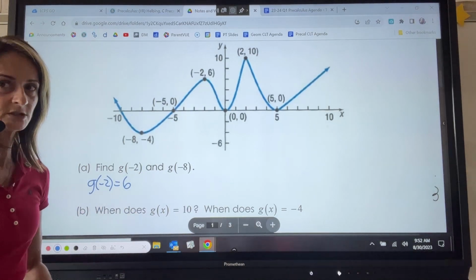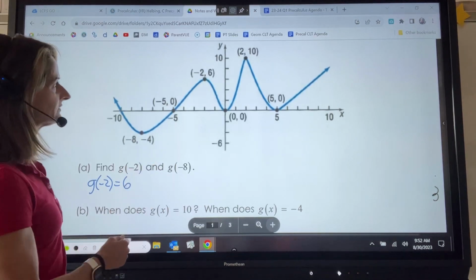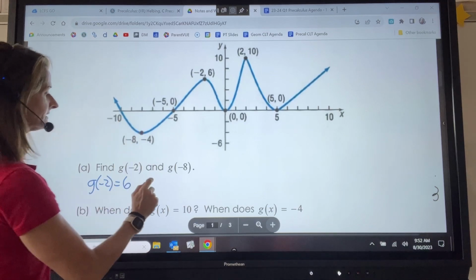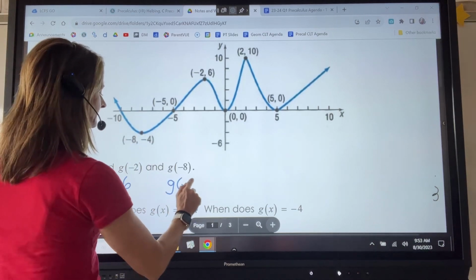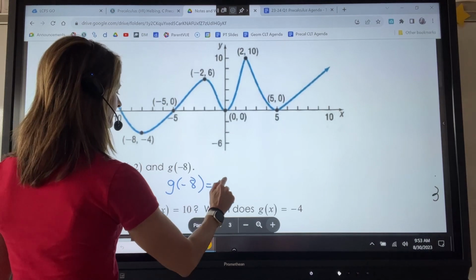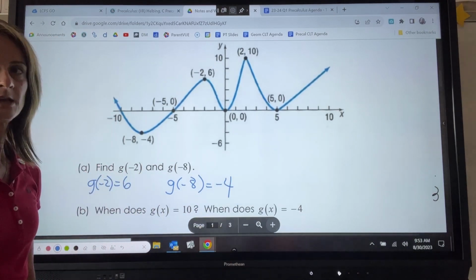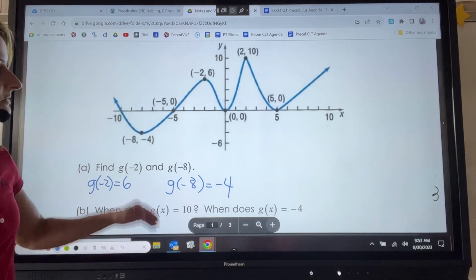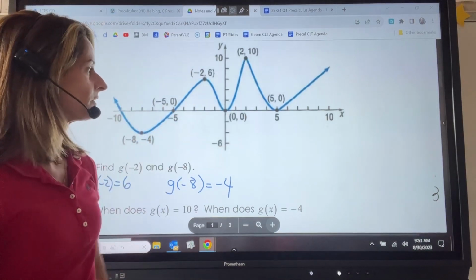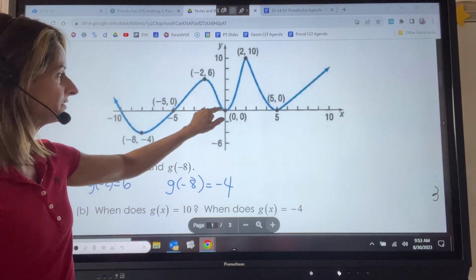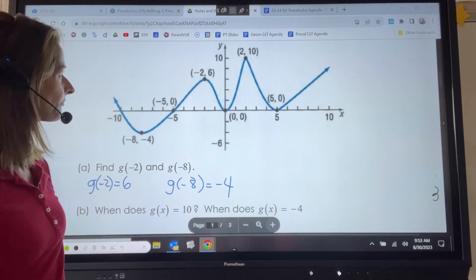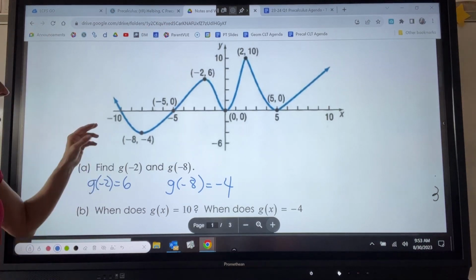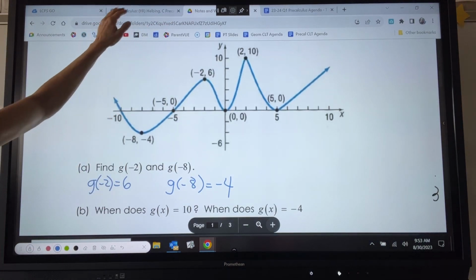Stop me if you've got a question. And where's G of -8? G of -8 is right here, and that's -4. So G of -8 is -4. Good? That's how we read the graph. So G of 5 would be 0. G of 0 would be 0. And they tell us right above the top, this is the graph of G of X. Sometimes they'll say it on the graph, but it's right above.